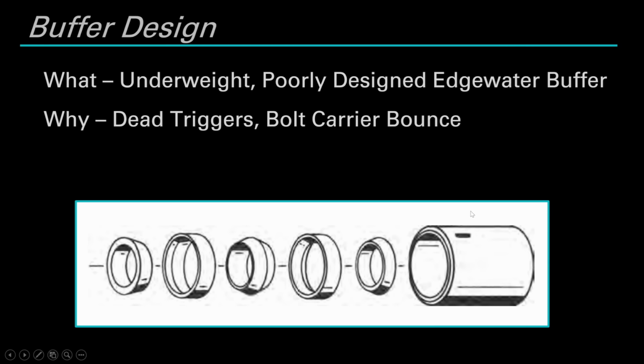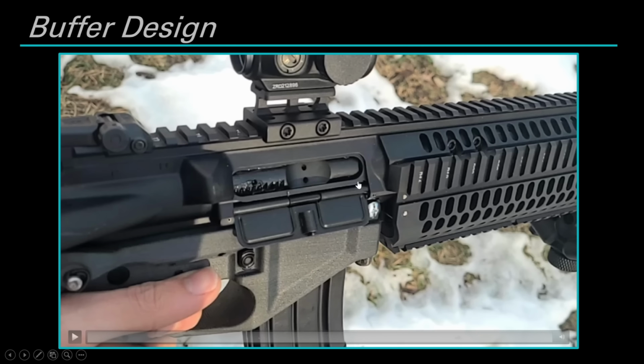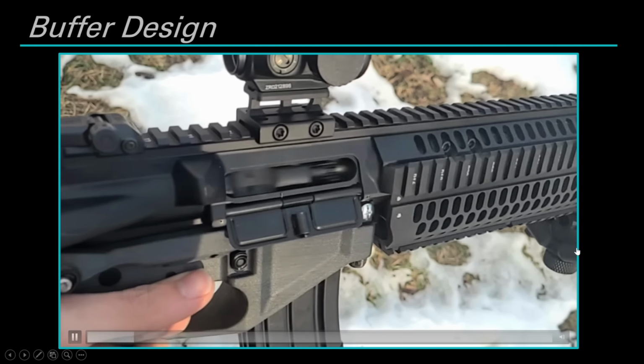However, compared to the overall cycling energy of the AR-15, the Edgewater buffer was always underweight, even for that 4475 ammunition. Because of this, paired with the fact that the Edgewater rings could get wet or oily and then collapse and not have any vibration dampening effect at all, AR-15s would end up with dead triggers in a phenomenon known as bolt carrier bounce when fired in full auto. This video will show us what bolt carrier bounce actually looks like in slow motion. Pay attention here, this is the bolt carrier that we can see through the ejection window, and pay attention to what it does as it comes back forwards.